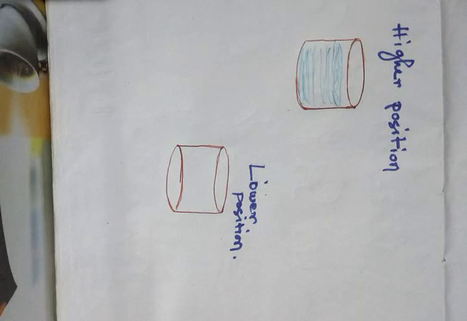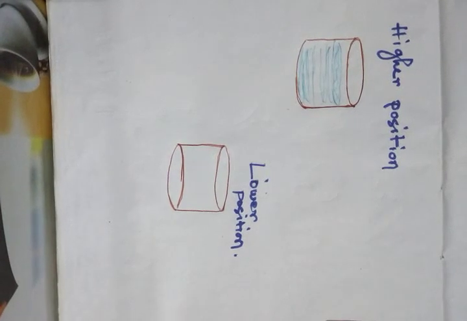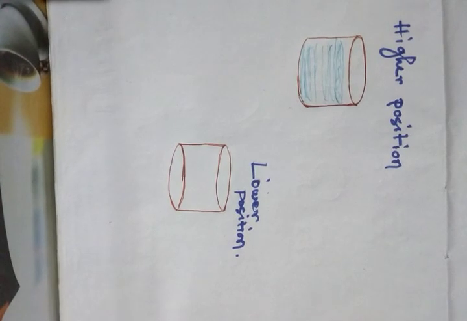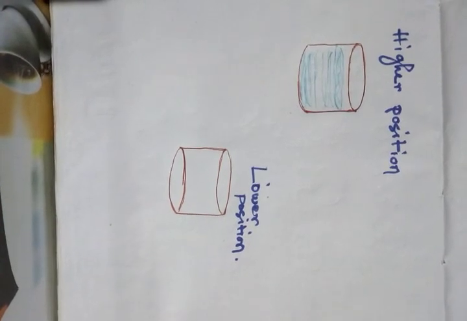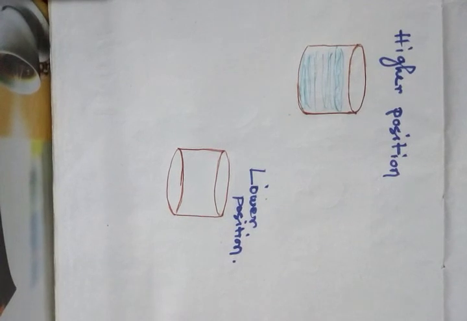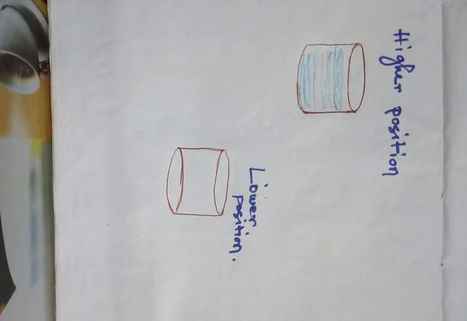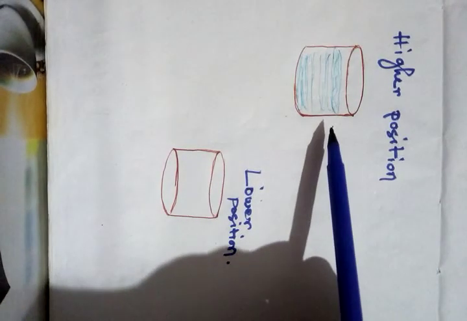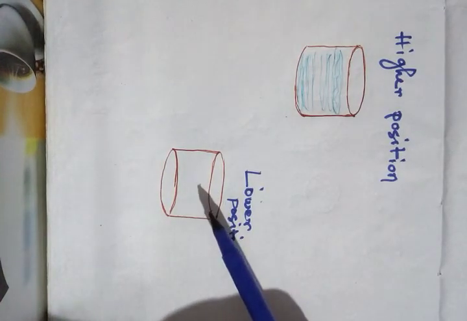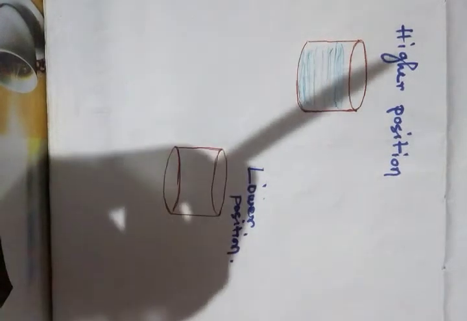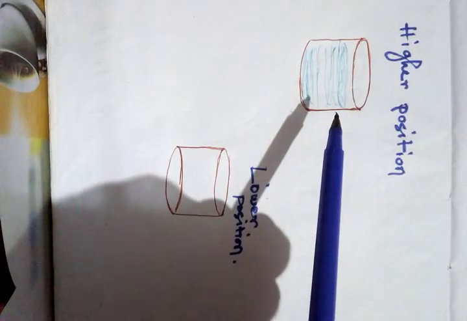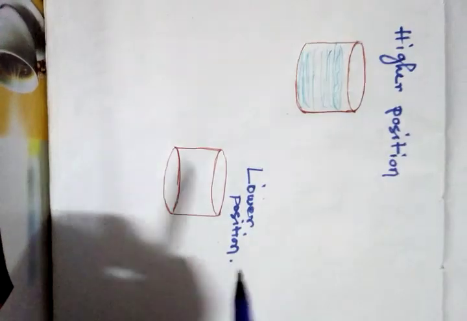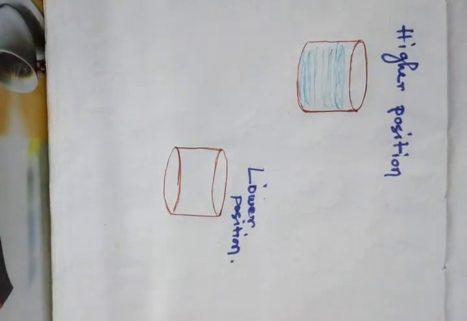We have learned about charges and direction of flow of charges in the last class. Students, let us take two water tanks. One is at a higher position, another is at a lower position. The tank at higher position is filled with water and the tank at lower position is empty.